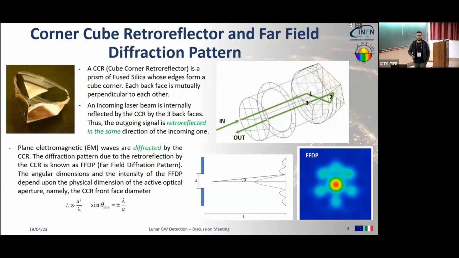So very briefly, this is the concept of the corner cube retroreflector, CCR for short. It is very effective. It's essentially a prism made out of a corner of fused silica, a cube corner, and has a circular front face, and it employs a triple internal reflection, so that the incoming laser beam comes out in the same direction as the incoming one. So in principle, you obtain a far-field diffraction pattern from this retroreflector, and the angular size depends on the inverse of the front face diameter, and the intensity also depends on the front face diameter with a power of 4.